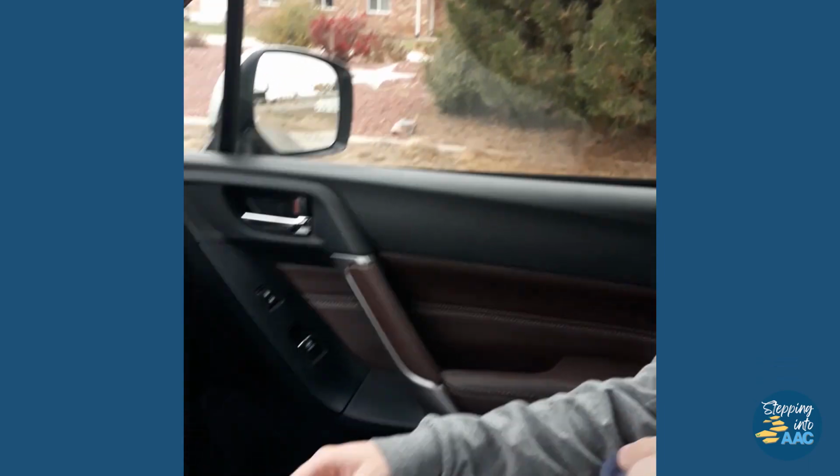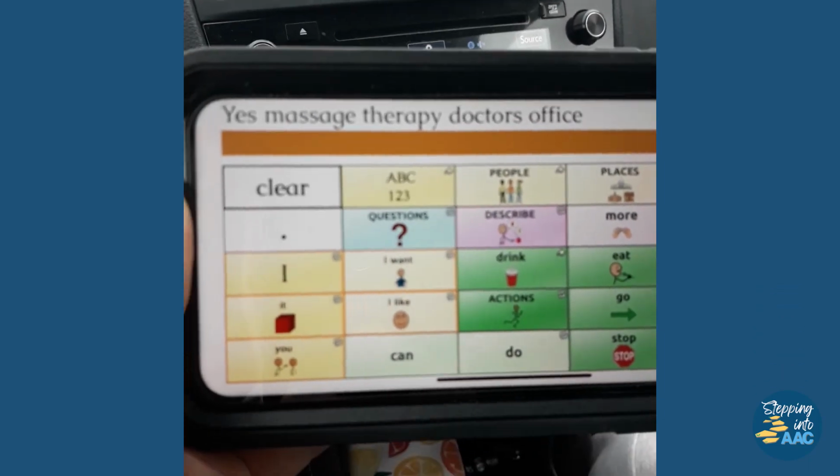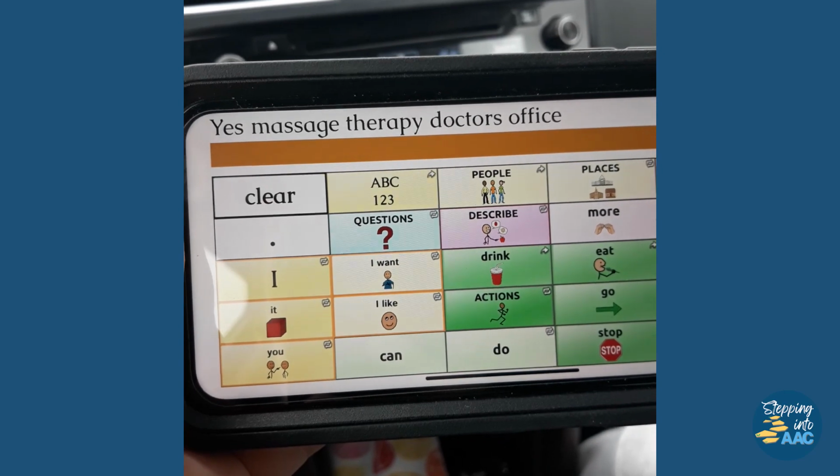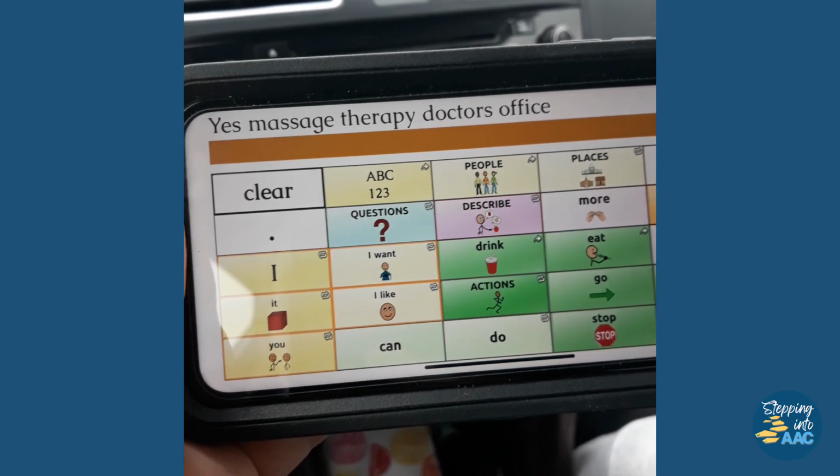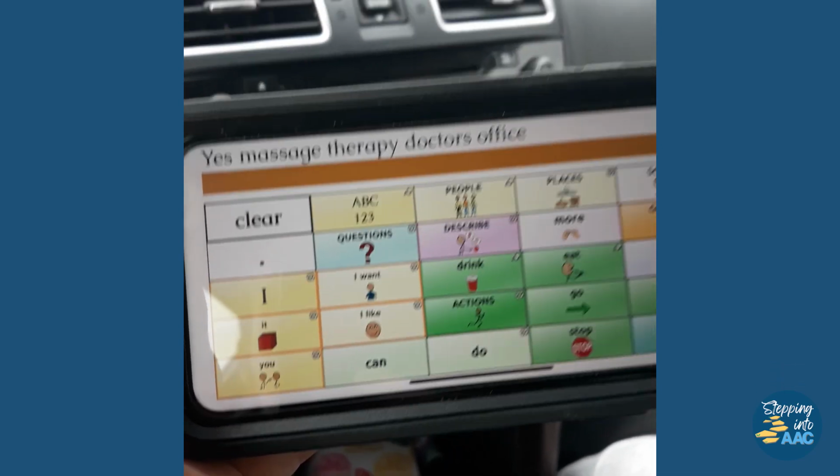So Tyler and I are in the car, and he's rubbing his leg and acting uncomfortable. And this is what he just gave me on his talker. I asked him if his leg hurt, and he said yes. And then he said massage therapy, doctor's office.